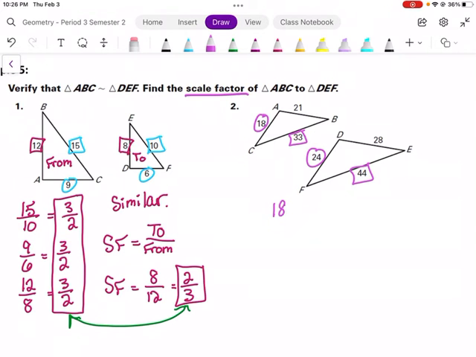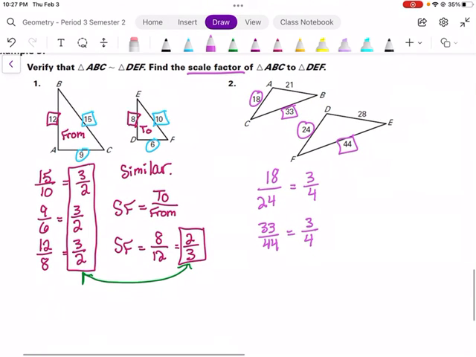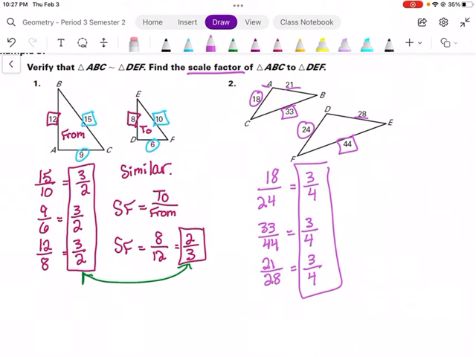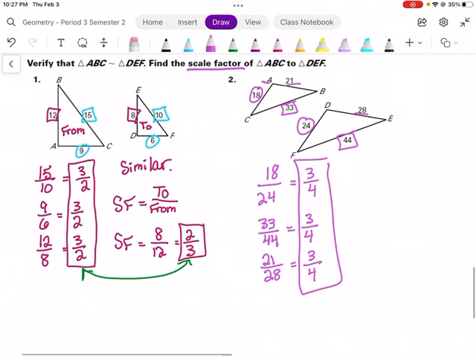So for this, I'm going to put 18 over 24. And if I divide both of these by 6, I would get 3 over 4. Then I can do 33 over 44. These are both divisible by 11, which would give us 3 over 4 as well. And my last 2 sides to go together would be 21 over 28. And if we divide these by 7, we would get 3 over 4. So these 3 are the same. If one was different, then they would be not similar. But these ones are all the same, so we know they are similar.